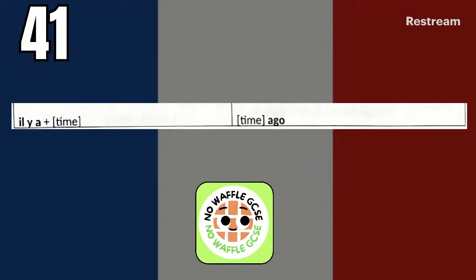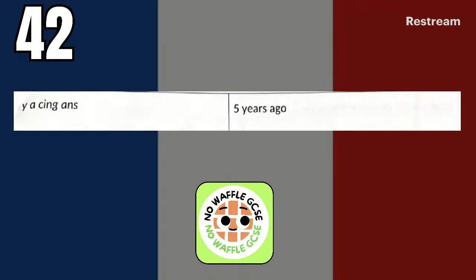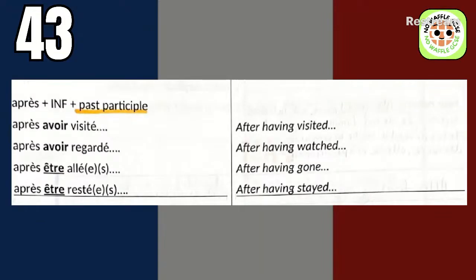Il y a plus the time, talking about how long ago something has happened. Il y a 5 ans, which is effectively the same thing. Après plus infinitive, that's a good one, plus past participle, because you're talking about using the infinitive structure and past structure. Therefore, that's 2 ticks, and you can use it in a lot of broad-ranging contexts. So, après avoir regardé, after having watched something, then you can go into talking about the conditional, after that, the future. So, there's a lot of ways you can really diversify this and add more tenses to that. That's why it's a useful one.